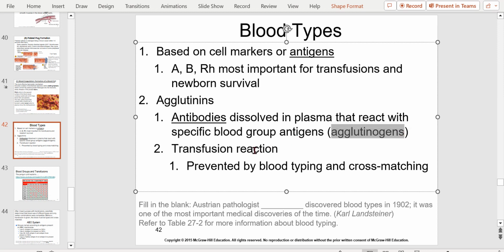Agglutinogens. If there is a foreign invader, these are the molecules that are going to grab these foreign invaders and drag them down. So if you get somebody else's blood injected into you that you shouldn't be getting, these agglutinogens will grab this blood and turn it into jam. So it doesn't flow, it doesn't go any further. Transfusion reaction is prevented by blood typing and cross-matching for sure.